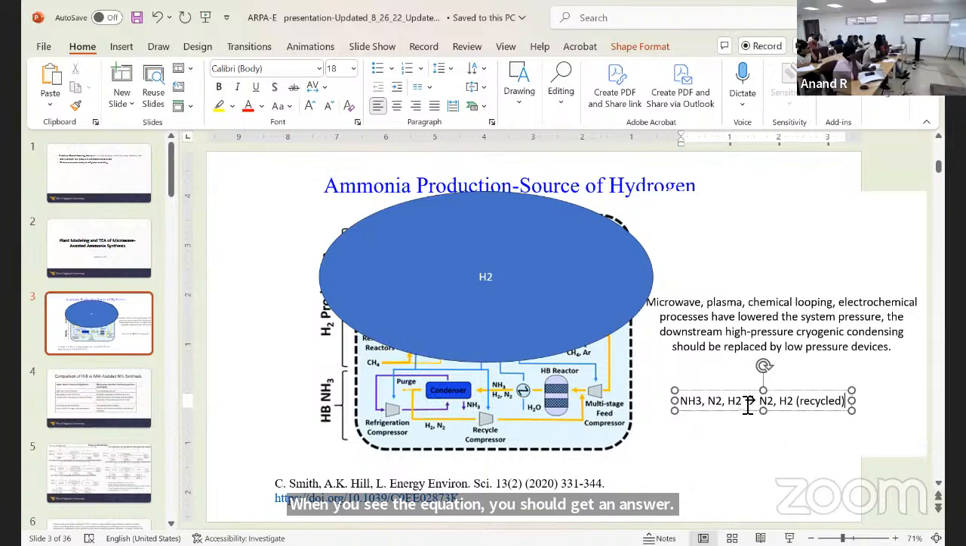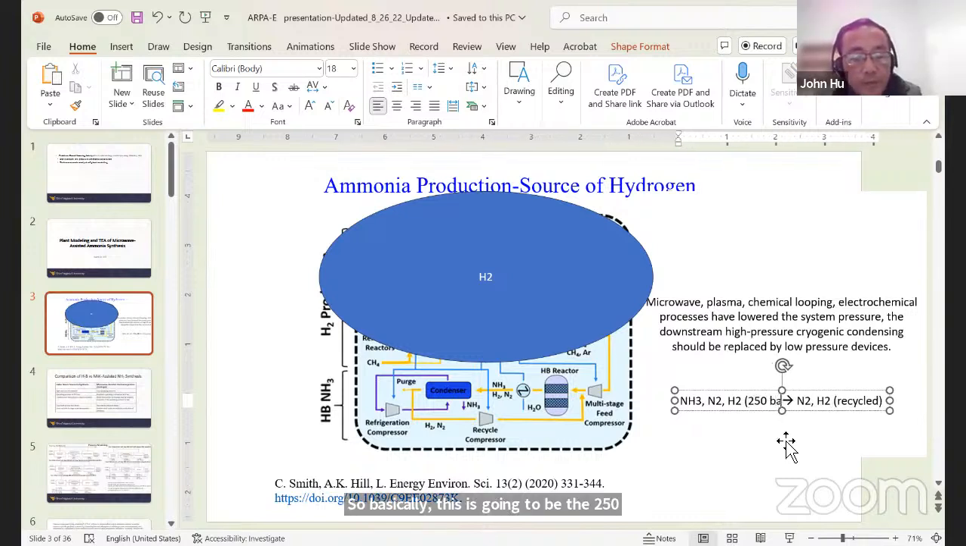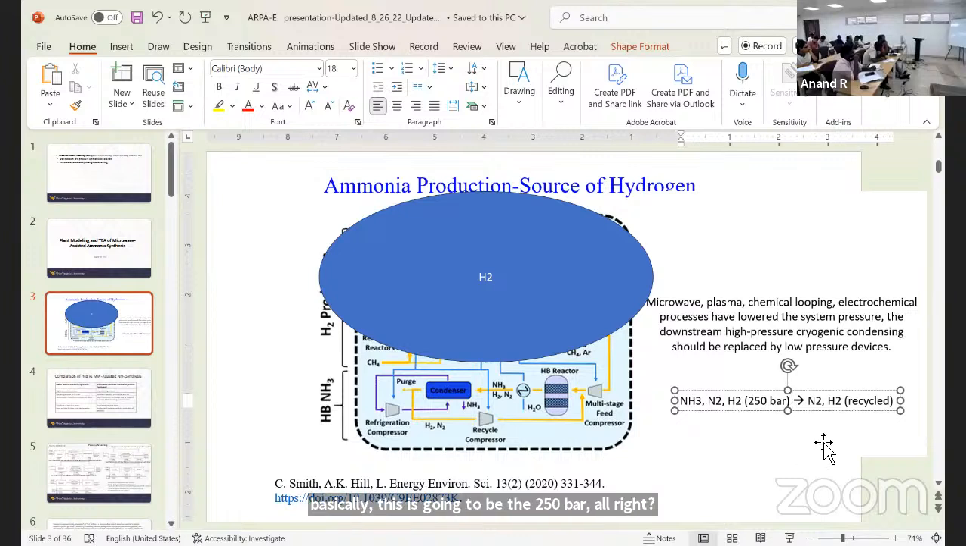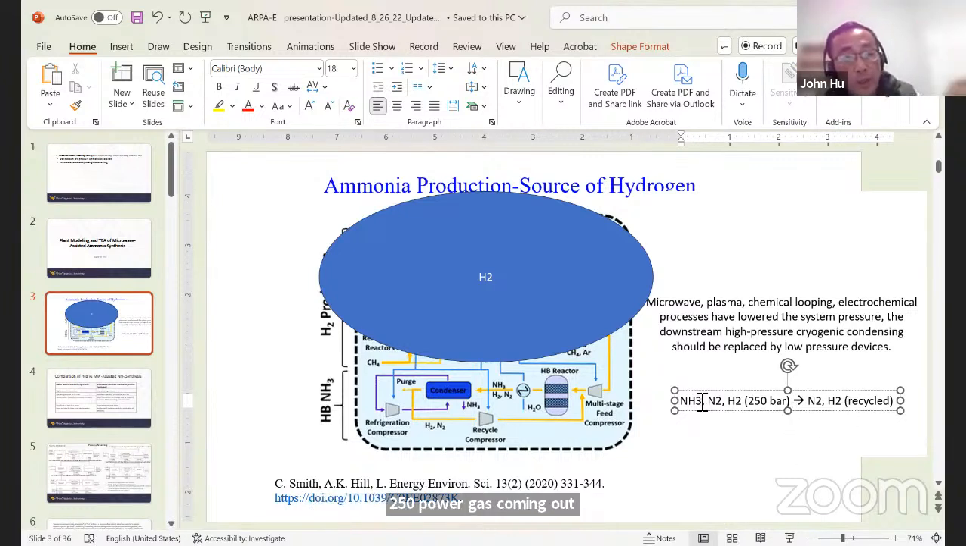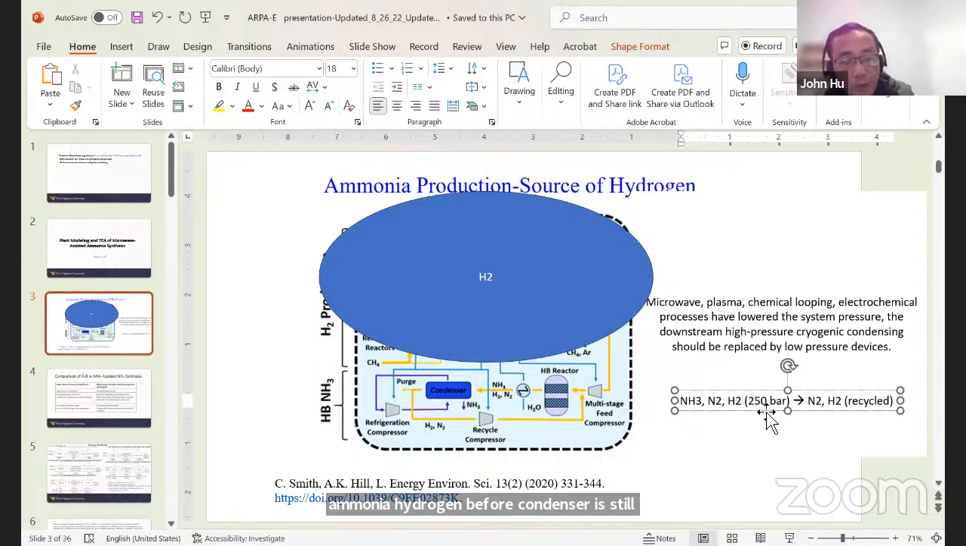What was the size range of the condenser? So basically, this is going to be 250 bar, all right? Yes, sir, 250 bar gas coming out. Now, ammonia has a partial pressure, all right? The ammonia contributes to this 250 bar. Remember, you have three components in the reactor: ammonia, nitrogen, hydrogen. So before the condenser it is still 250 bar. Now after the condenser, you have to compress it. Why? Because the ammonia is gone, and hydrogen and nitrogen will not sustain 250 bar.